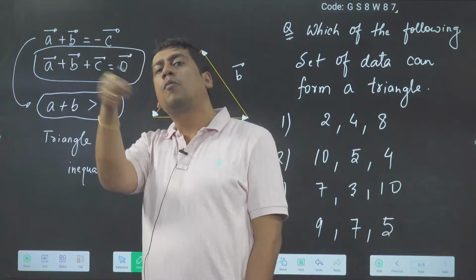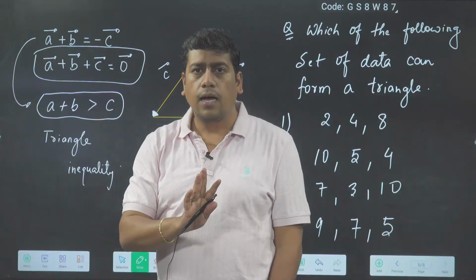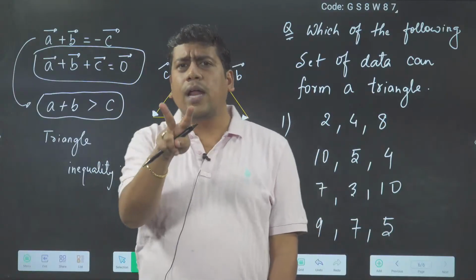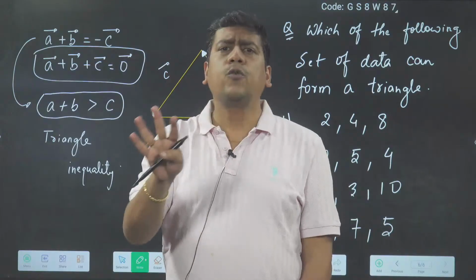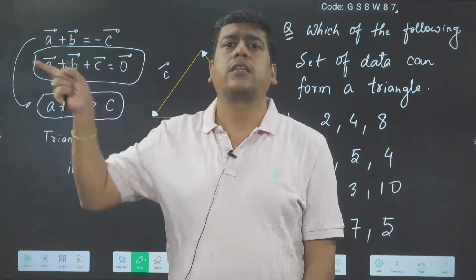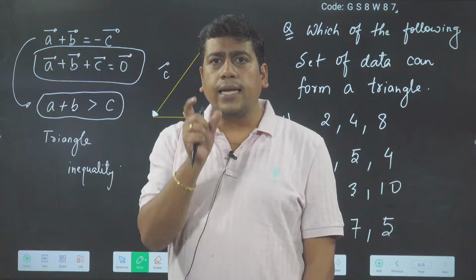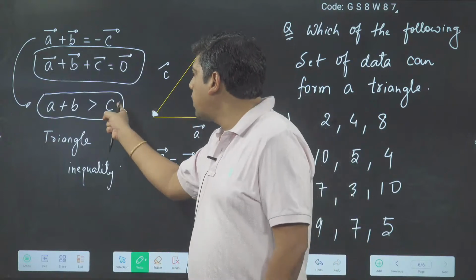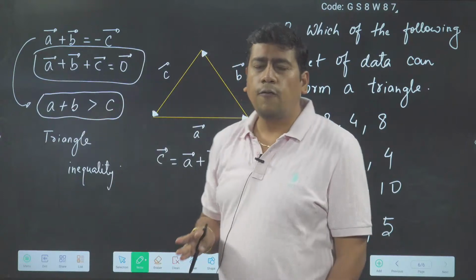B plus C should be more than A. है ना? Means if you take any two random sides, add them, after addition it should be more than the third side. If you are getting any set where this thing is violated, it is not forming a triangle.